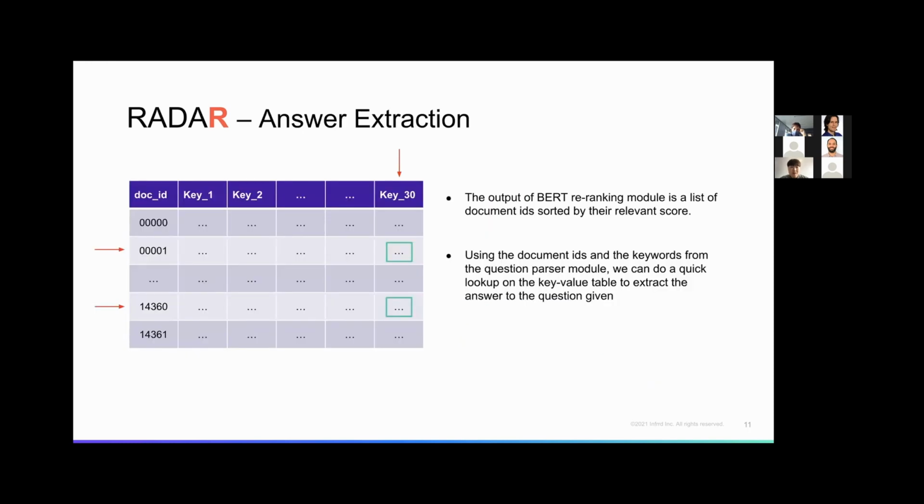So finally, the answer extraction module. Given the relevant document from the document retrieval module and the keywords and values from the question parsing module, we can easily do a lookup in our database to extract the answer. For example, if document 1 is relevant from the document retrieval module, and the key P30 is the key for the answer, then we just index to extract the final answer.